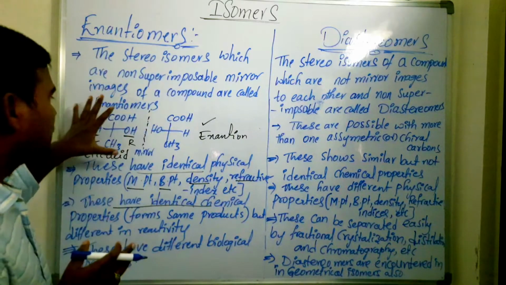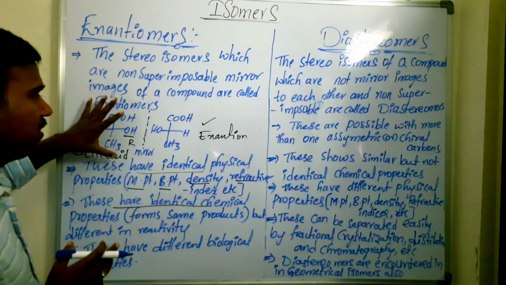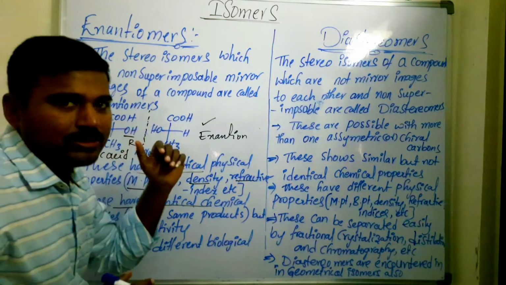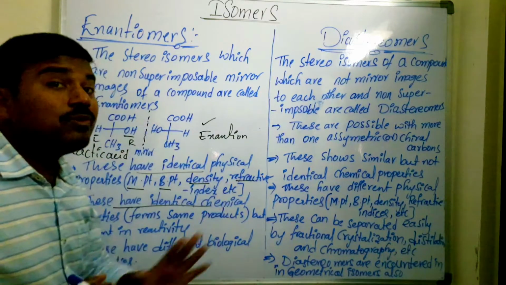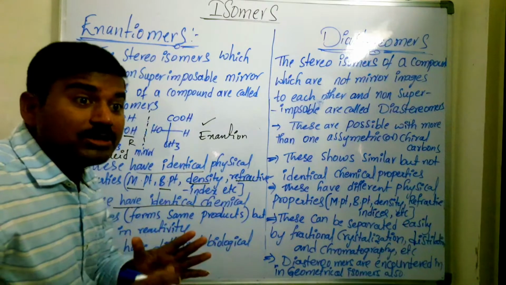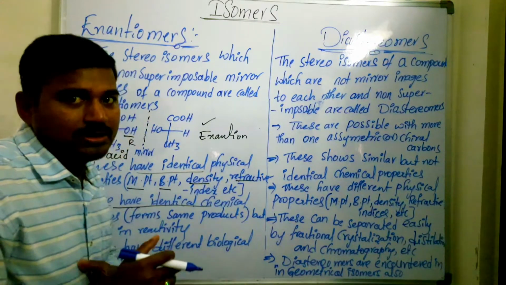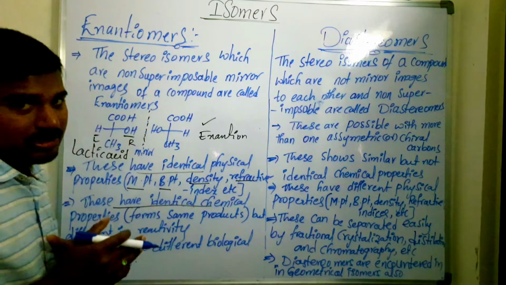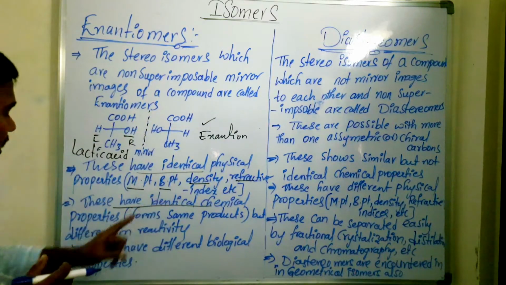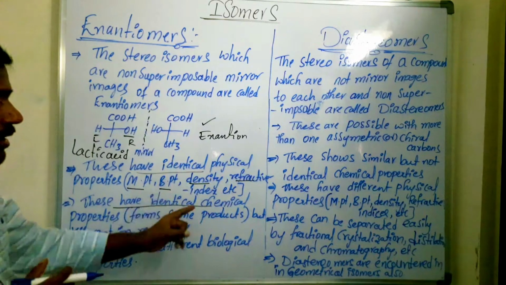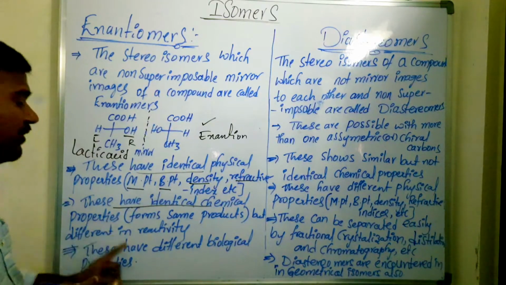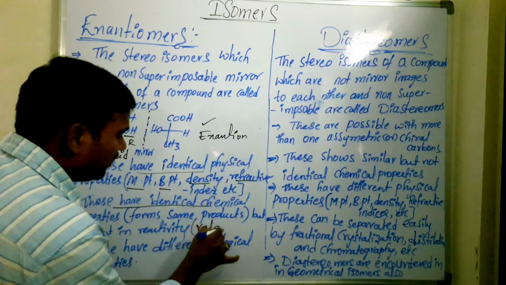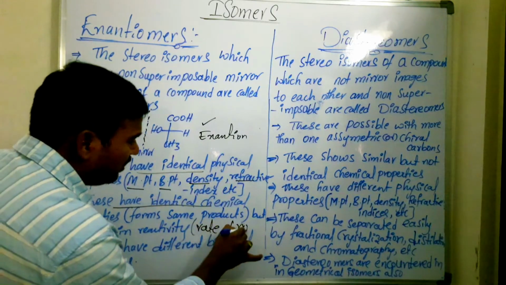Okay? Say for example, this is lactic acid. This lactic acid and this lactic acid, whenever they react with another compound, both will form the same compound. But the rate of reaction is different. The reactivity will be different for the different isomer. So they are having identical chemical properties, which means they form the same products but differ in their reactivity, or the rate of reaction is different.